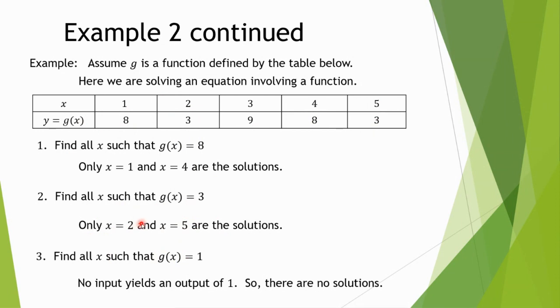What about the last one? We want all x such that g of x is 1. Okay, well, is there an x such that g of x is 1? Well, here we have 8. Here we have 3. 9, 8, 3. Well, you can see that 1 is never g of something. It's never a y value. So there's no solutions.